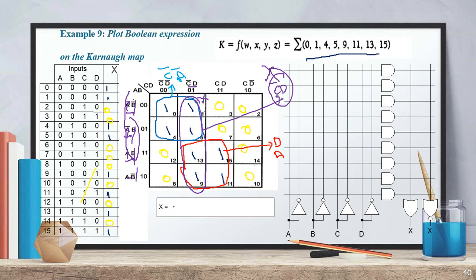Final answer, we can say that it is C bar A bar plus dA. So draw the diagram according to this one. Here A bar is somewhere here and C bar is somewhere here. This is the first one. Second one is dA. So A is here, and D bar, D is here.